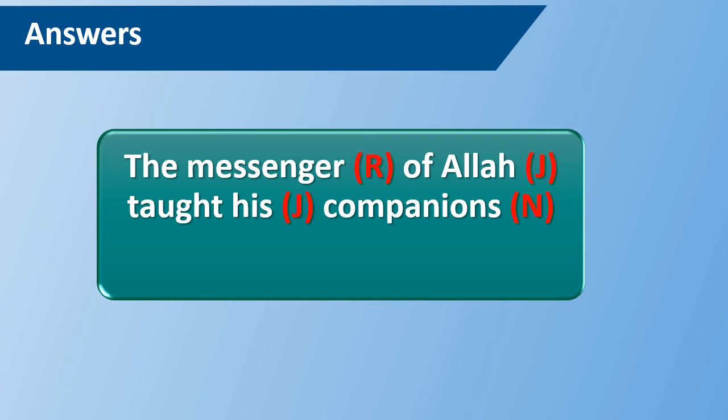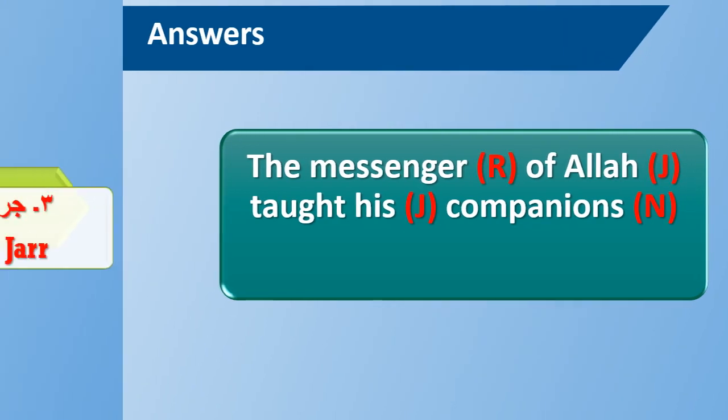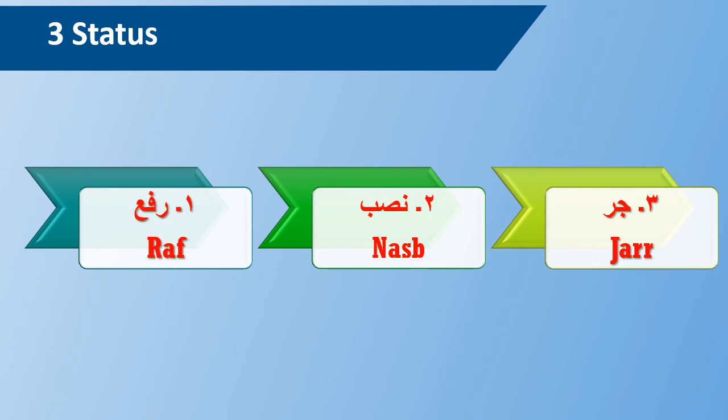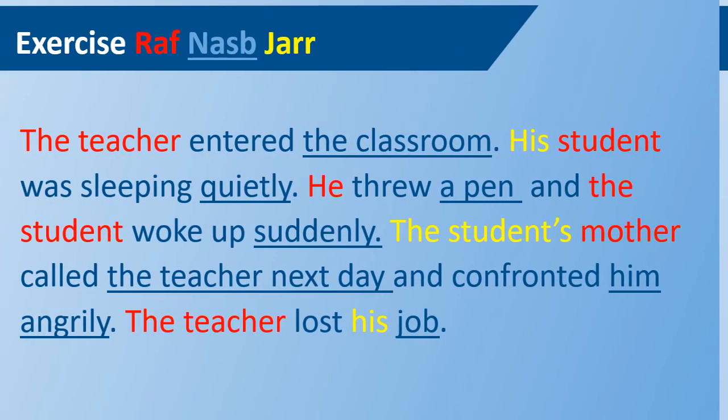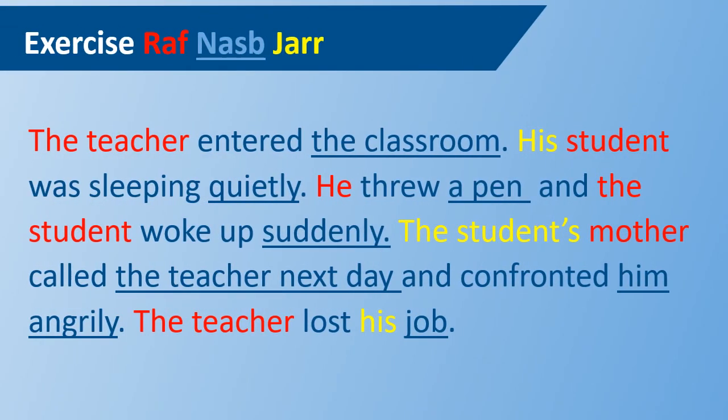So this is the third property of noun, status. There are 3 statuses. Number 1, rafa. Number 2, nasb. Number 3, jar. Analyze this small paragraph. The words marked in red are rafa. Words underlined are nasb. And words in yellow color are jar.